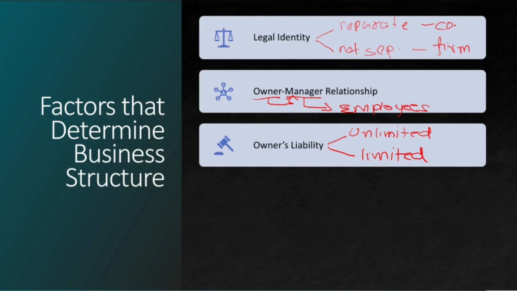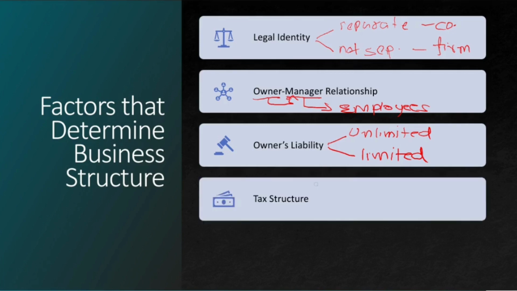The fourth attribute is the tax structure. This attribute defines the applicable taxation on the profits and losses of the business. In some entities, the profits and losses are taxed in the hands of the entity. Like in the case of companies, the profits and losses are taxed at the company level itself. Whereas, in the case of sole proprietorship and partnership firms, the taxes are passed on to the owners and not taxed in the hands of the firm.